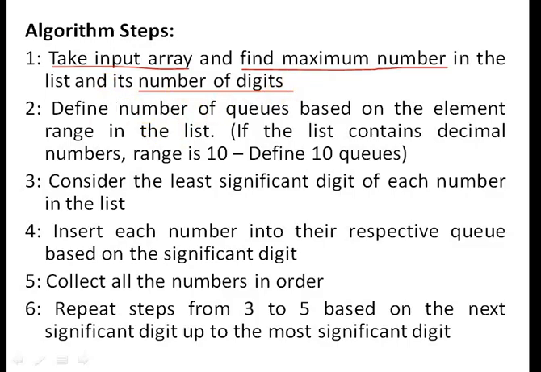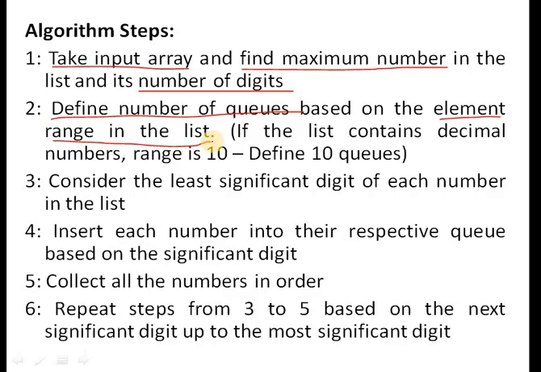Next step, after receiving all the inputs needed for this algorithm, you have to create the buckets. The second step is creating buckets, or we can say creating or defining a number of queues, based on the range of elements in the list. For example, you are considering only decimal numbers. The decimal digits range from 0 to 9, so the range is 10.